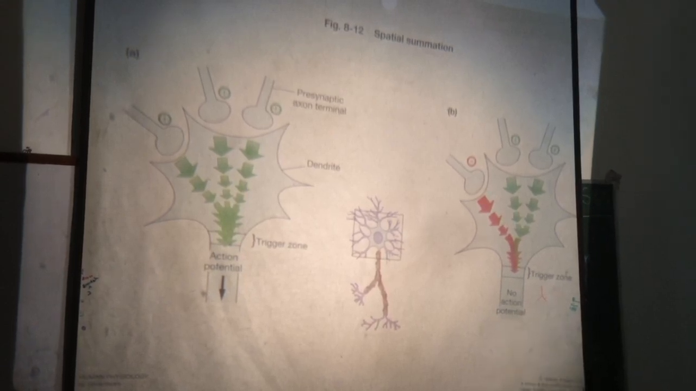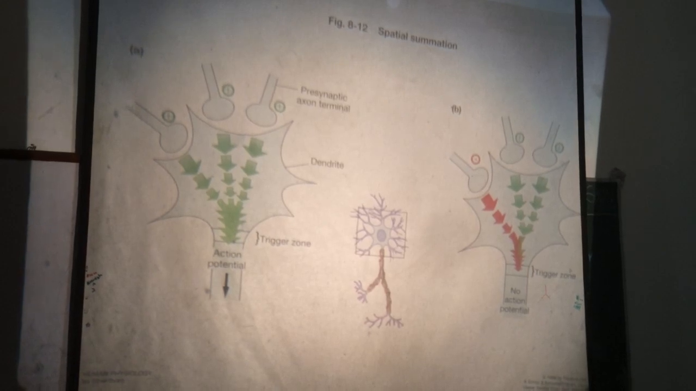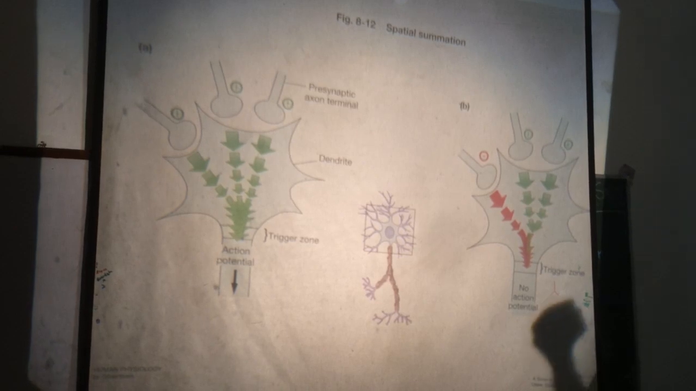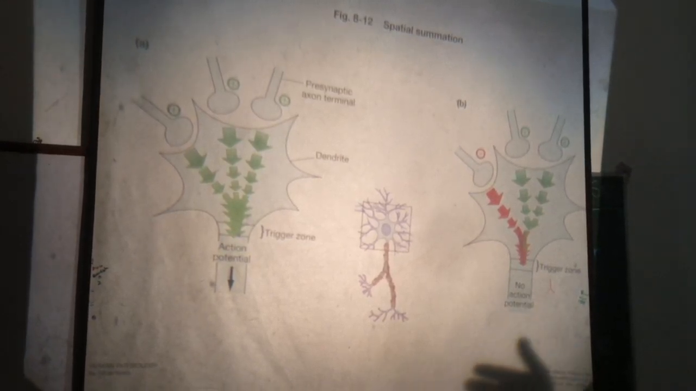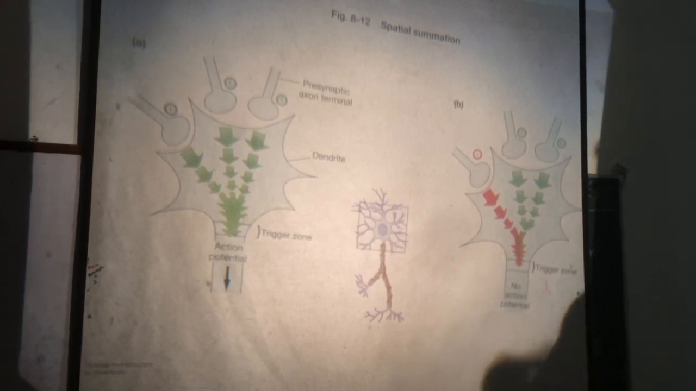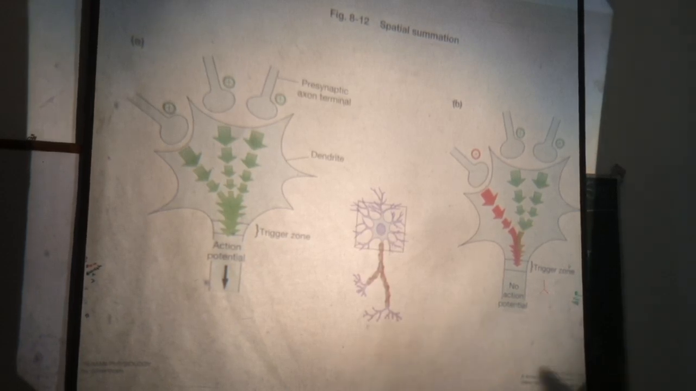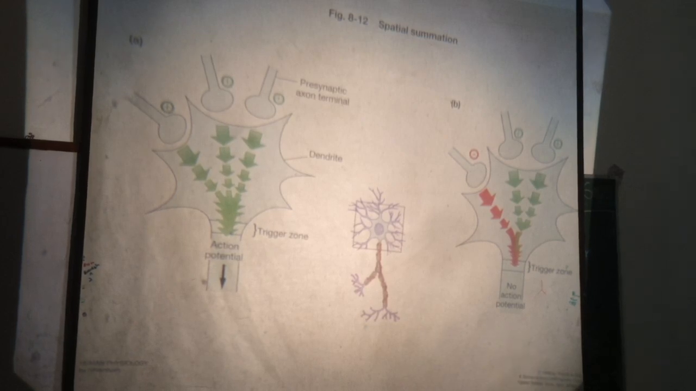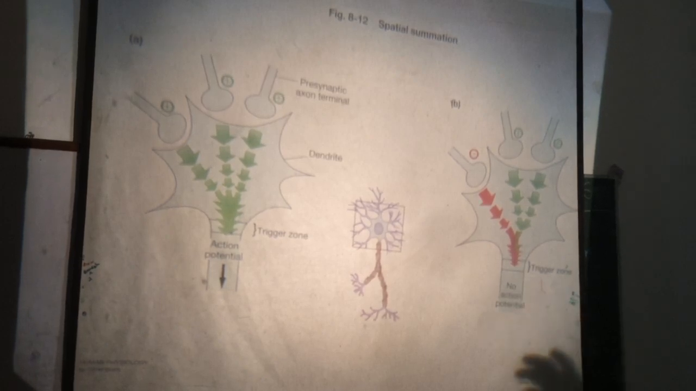Hypoxia also depresses neuronal excitability. Hypoxia for some seconds can result in inexcitability of the neuron. Then certain chemical substances can affect neuronal excitability.